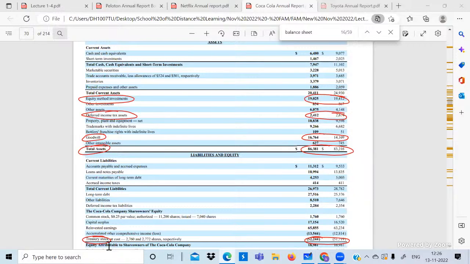And they also have something which is known as a treasury stock. Any idea what's a treasury stock? So Coca-Cola has a treasury stock and it's negative. What does it mean? Government bonds? No. Anyone? What's a treasury stock?